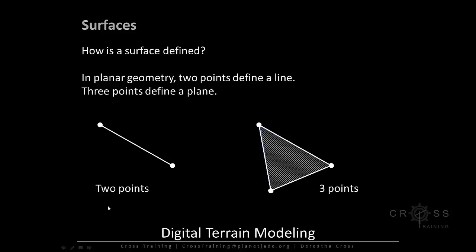So how is a surface defined? In planar geometry, we have 2 points. So we have one here and a second point here. And when we connect these 2 points together, we form a line. Well, that's pretty simple, very basic. And then if we have 3 points, one here, a second point here, and a third point down here, when we connect these 3 points together, we form a plane. Pretty simple, very basic.